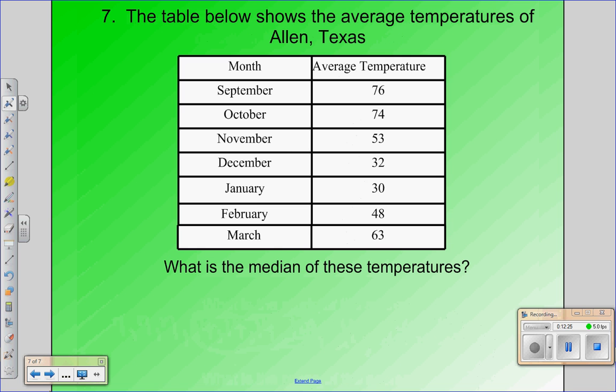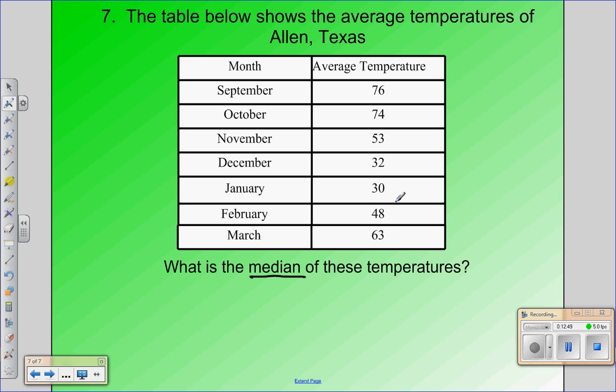All right, one more to go. This is our last question. The table below shows the average temperatures in Allen. Here are your months, and then your average temperatures. What is the median of these temperatures? All right, median is the number that's in the middle, but first you have to order your numbers from your data chart, least to greatest.